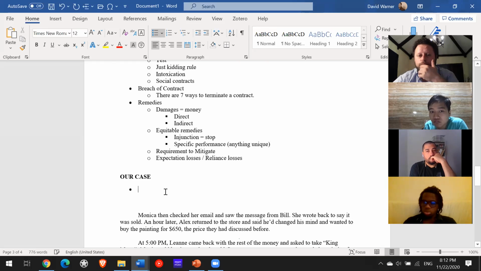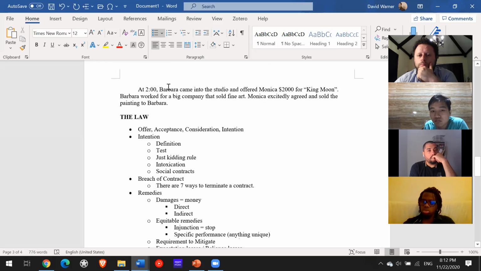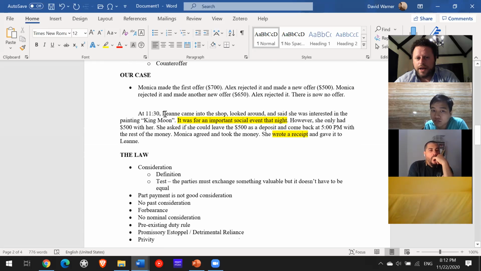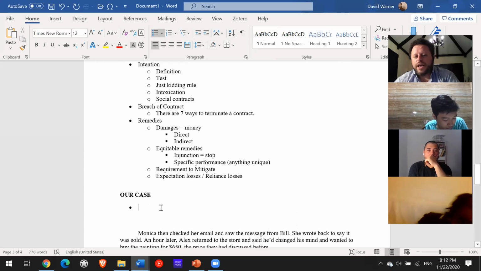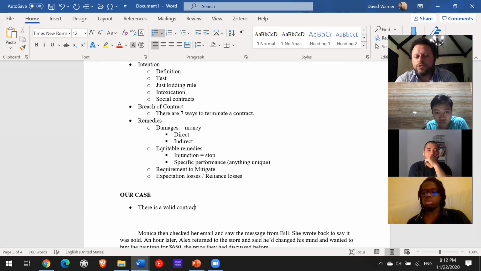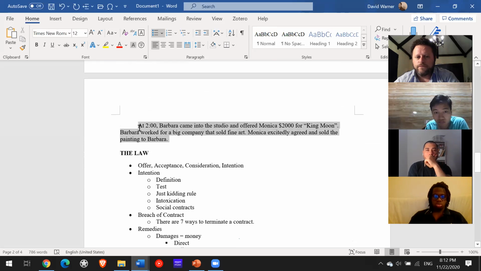Okay, so now our case. In our case, we know that Barbara and Monica have a contract. But we also know that Leanne and Monica have a contract. So we know that at some point Leanne is going to sue. What I would say for this paragraph is probably just there is a valid contract between Barbara and Monica because, and then I would just say there was an offer. Who made the offer here? Barbara.